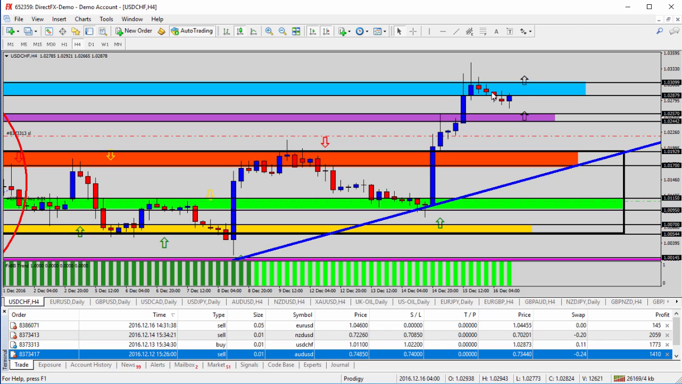1.0310 or 1.0287. Those are the numbers of the blue shaded area. 310 down to 287. A break of that, we'll look for the continuation higher. At this point, no reason to change our mind about that.